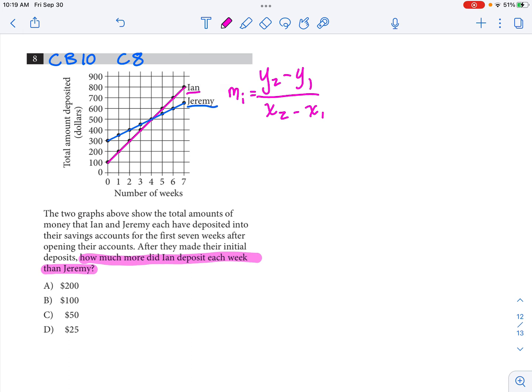And so what I like to do for these problems is just pick out simple points to work with. So for example, for Ian, I think 0, 100 is a great point to pick out. And we also have 1, 200. We could find the slope of our line using those 2 points. So I'm going to do 200 minus 100 divided by, we have 1 minus 0. And so we see that Ian is depositing money in his account at a rate of $100 per week.